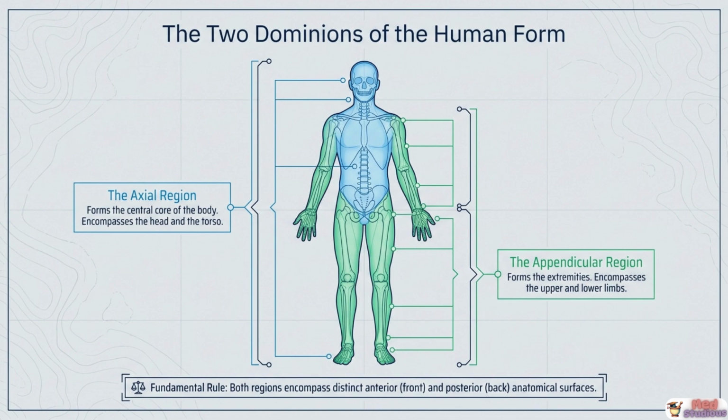There is one critical rule that applies to both dominions equally. Both the axial and appendicular regions encompass distinct anterior, front-facing, and posterior, back-facing, anatomical surfaces. This means that when we describe any region of the body, we must always specify which surface we are referring to. A pain in the brachial region, for example, means something very different on the anterior versus the posterior surface. This dual surface rule is fundamental to clinical communication and precise anatomical description.